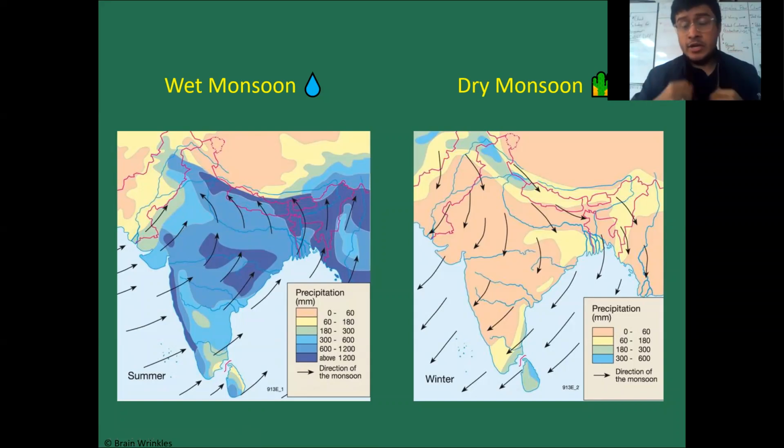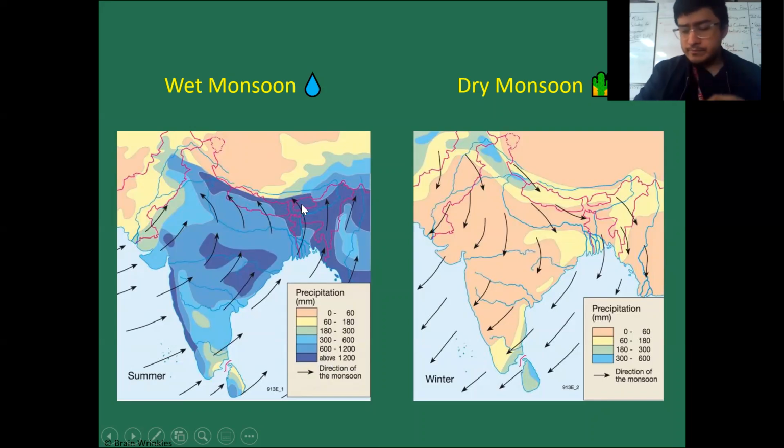Okay, so hopefully y'all had a moment to pause and think that over. The answer to how much rainfall Bhutan gets during the wet monsoon is quite a lot: above 1,200, so over 1,200 millimeters of rainfall during the wet monsoon.